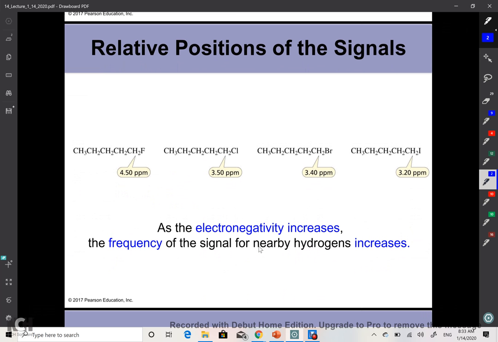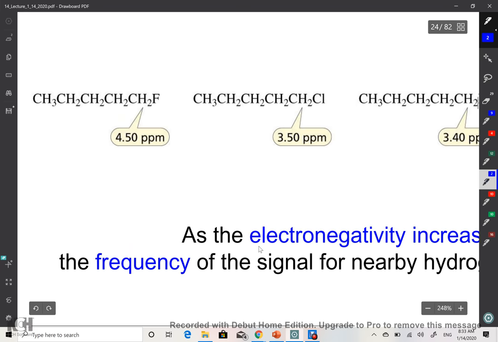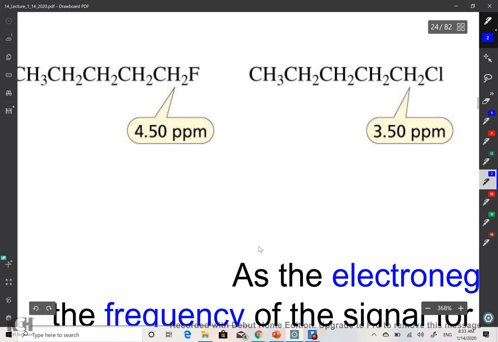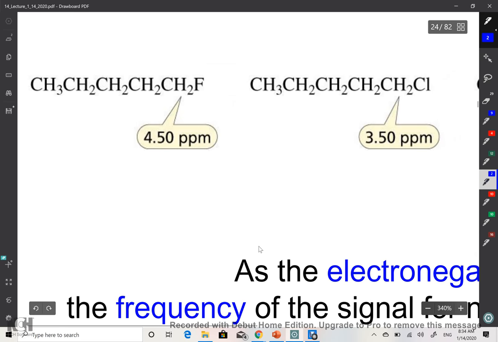The structures are very small, but this is simply the same thing we've discussed above. As electronegativity increases, the frequency of the signals for nearby hydrogen atoms increases. That is logical: a group with high electronegativity pulls electrons more strongly than one with relatively low electronegativity. For example, look at these two structures. The first is 1-fluoropentane, and the other is 1-chloropentane.